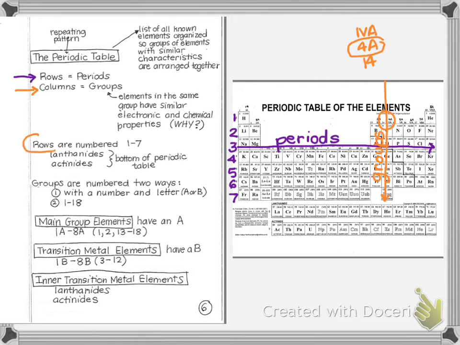So this says rows. So that's our periods, numbered 1 through 7. Yep, I already showed you that. And at the bottom of the periodic table, if you look, this has a 6 in front of it and this has a 7. These actually fit in right here. If you're looking at their atomic numbers, they're kind of pulled out.